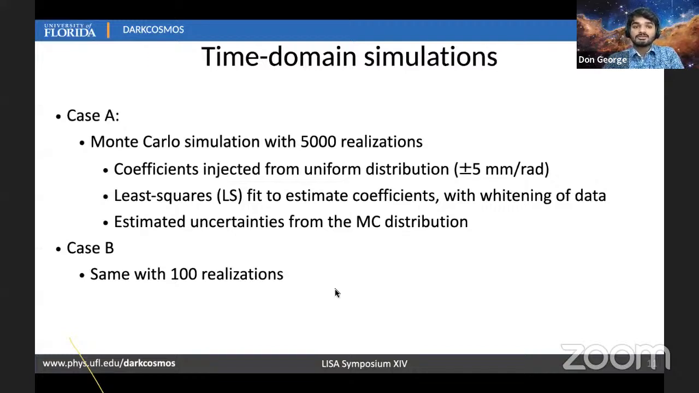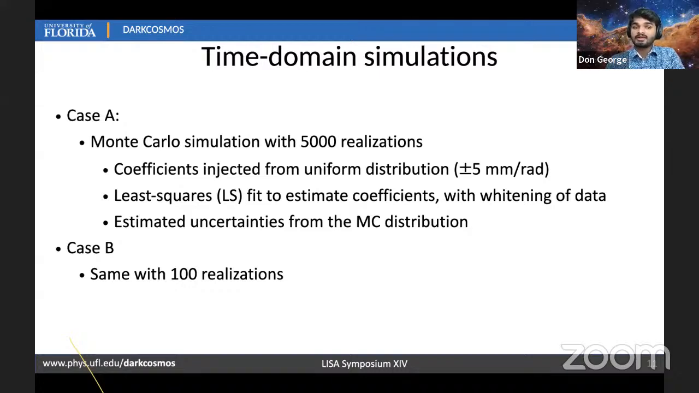But these Fisher information simulations have to be cross-checked. And we do this with time domain simulations for both cases. How we do this is that we have a Monte Carlo simulation with 5,000 realizations of the noise. We inject some coefficients and create this artificial data from a uniform distribution. And then, using the DWS witness channels, one can do a least squares fit to estimate these coefficients.